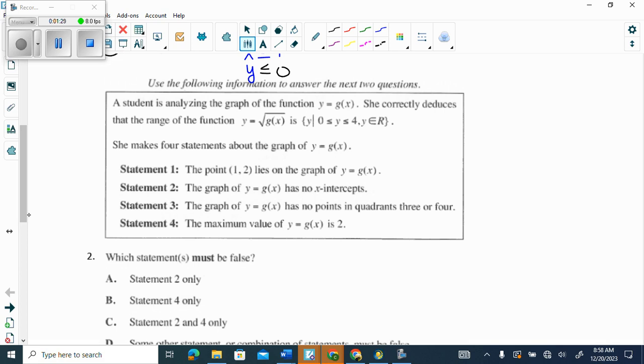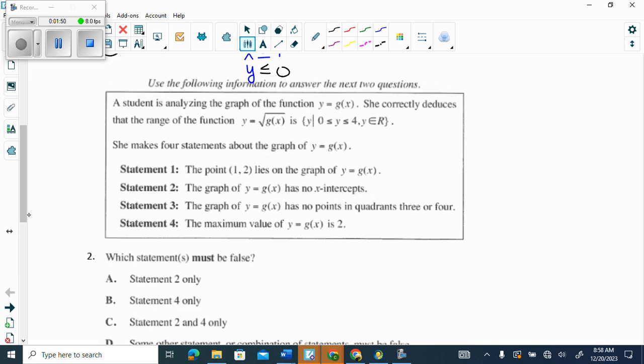And what do we do with all of our y's other than that? They get square rooted, right? So if I want to go back to what they were, what would I do? Square them. So this one here says the point 1, 2 lies on the graph of y equals g of x. So she makes 4 statements about the graph of y equals g of x. The point 1, 2 lies on the graph of y equals g of x.